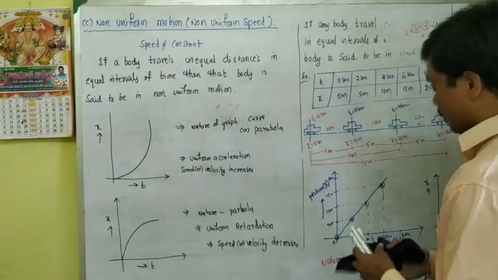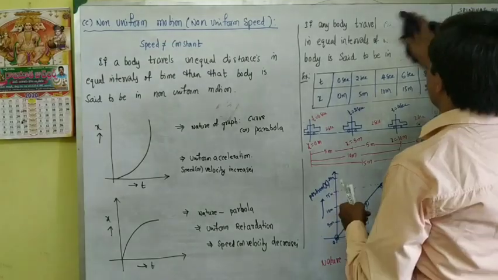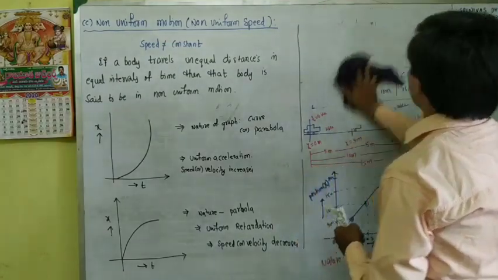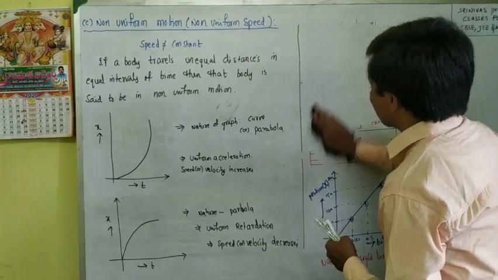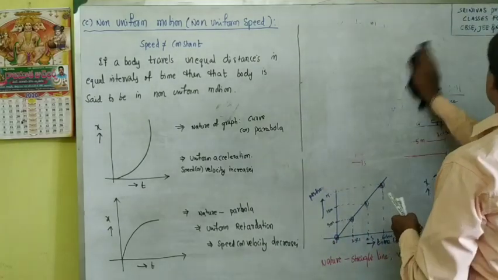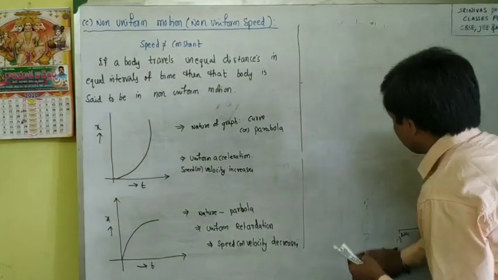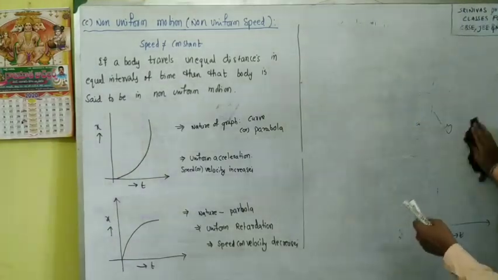I will explain more and you will understand clearly, right? For the 9th class student, you only require the shapes: for the rest body what is the shape, for the uniform motion body what is the shape, and for the non-uniform motion body what is the shape.